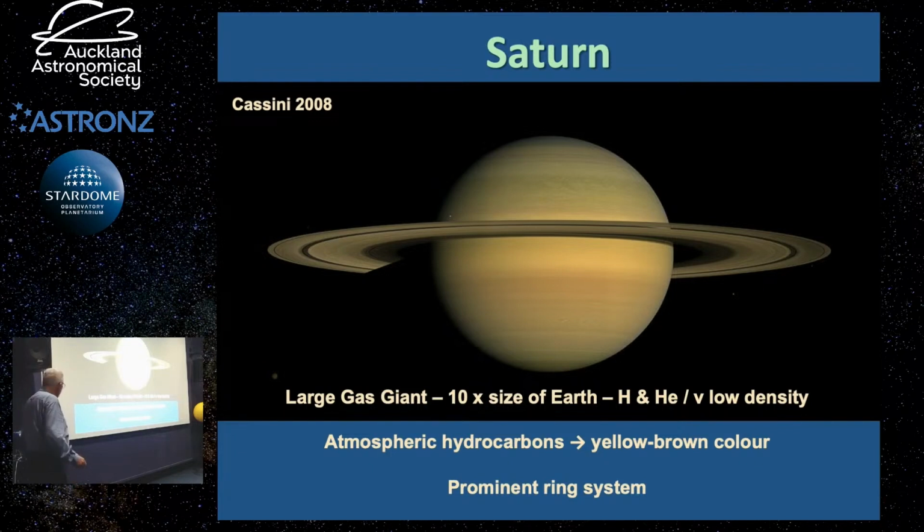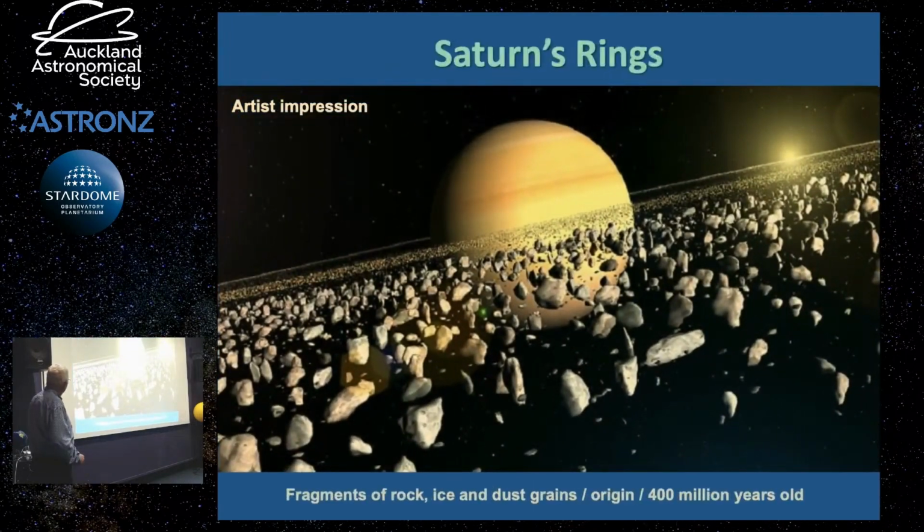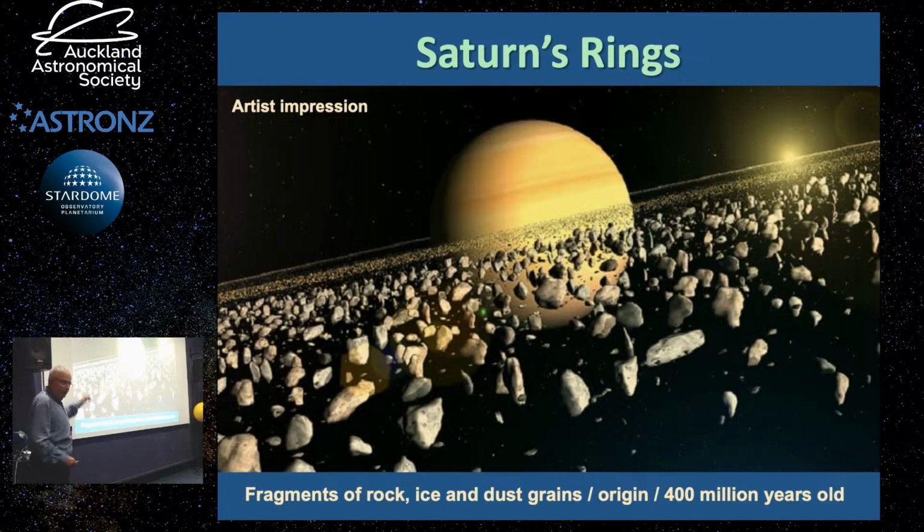It's got a very low density. Its density is less than that of water. So if you had a body of water big enough, Saturn would float in it. It's lighter than water. And of course, a prominent ring system, which everyone likes to talk about and know about. It's really fragments of rock, ice and dust, just millions and millions of them around there.